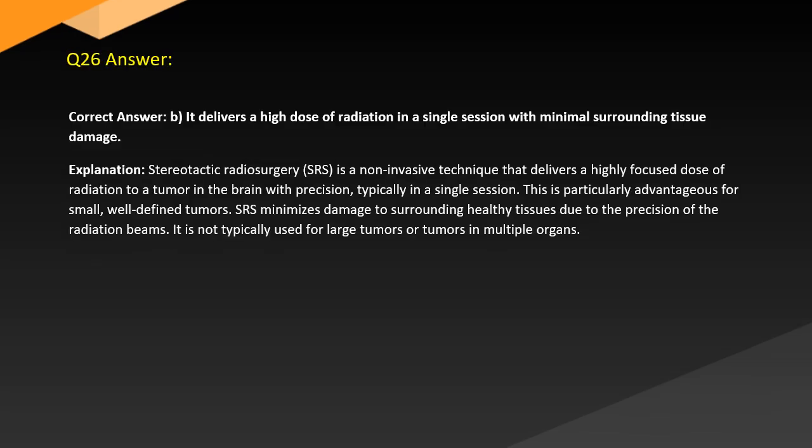Answer. Correct answer: B. It delivers a high dose of radiation in a single session with minimal surrounding tissue damage. Explanation: stereotactic radiosurgery (SRS) is a non-invasive technique that delivers a highly focused dose of radiation to a tumor in the brain with precision, typically in a single session. This is particularly advantageous for small, well-defined tumors. SRS minimizes damage to surrounding healthy tissues due to the precision of the radiation beams. It is not typically used for large tumors or tumors in multiple organs.